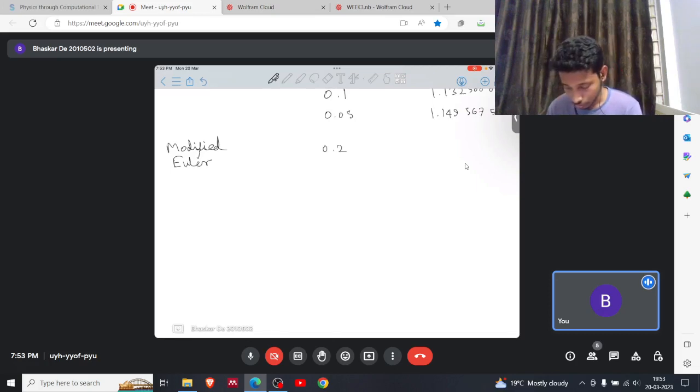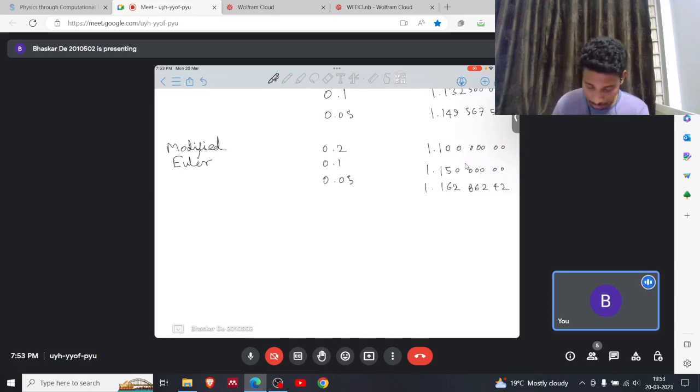Then modified Euler, h is 0.2, 0.1 and 0.05. Here for 0.2 the value is 1.1500000, then 1.162862242 for 0.05.